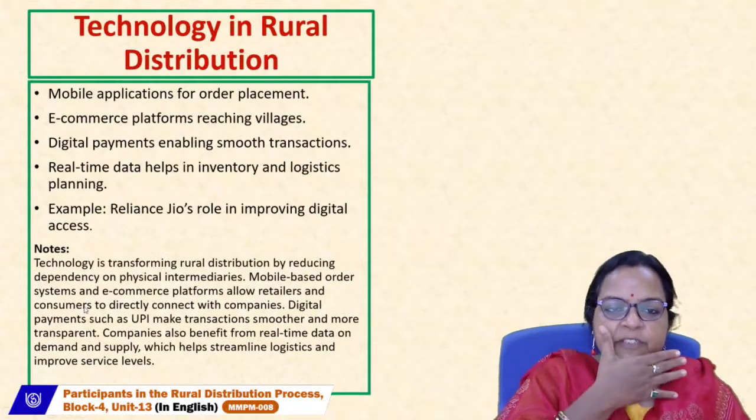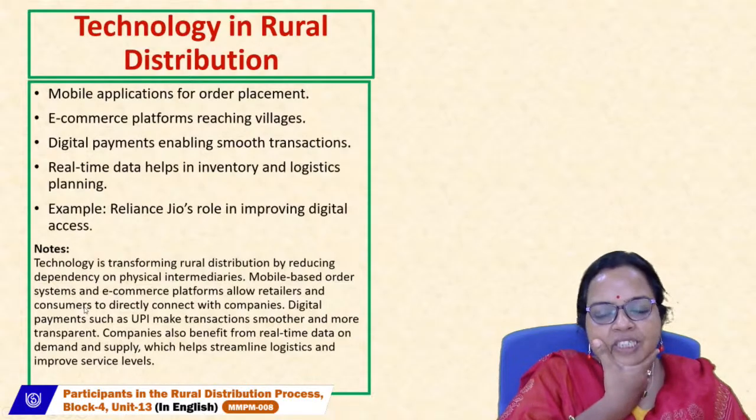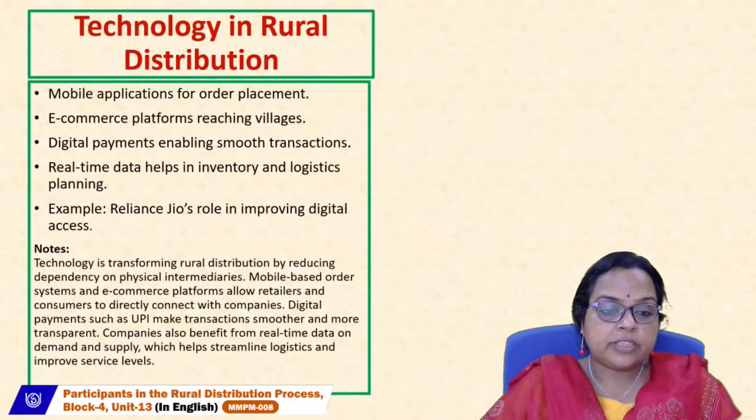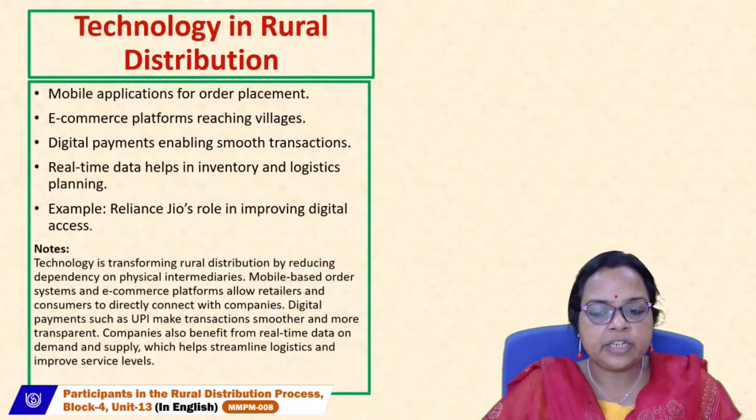What is the role of technology in rural distribution? Technology is something that marketers cannot avoid nowadays. Technology is transforming rural distribution by reducing dependency on physical intermediaries. Let it be a mobile application for order placement or cancellation. When a customer is ordering something through the mobile, he is using technology, and this simple application has reshaped rural distribution.